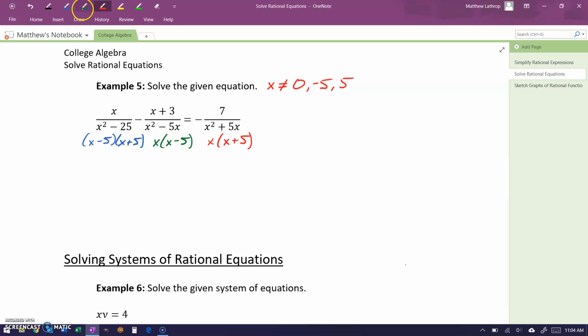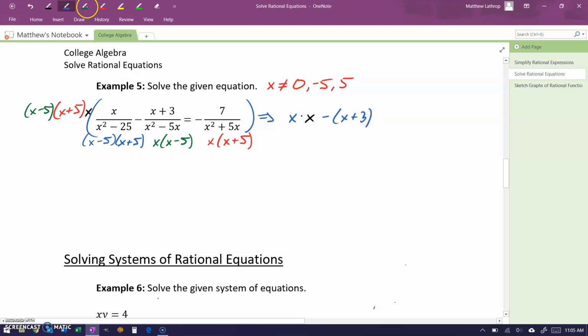From there, we can multiply both sides by our common denominator, which in this case would be x minus 5 times x plus 5 times x, meaning our updated equation will be x times x, after those expressions in the denominator cancel out, minus x plus 3 times x plus 5 will be equal to -7 times x minus 5.